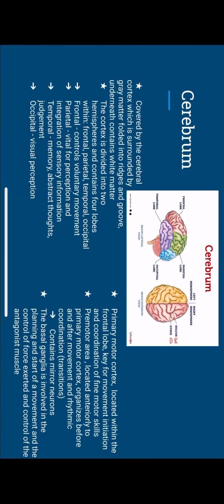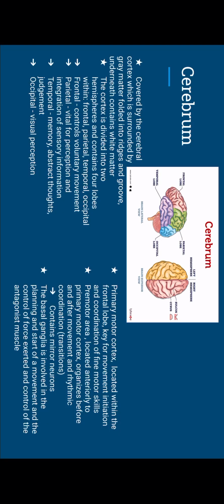So the first part of the brain that we're going to be looking at is the cerebrum, and the cerebrum is covered by the cerebral cortex, which is divided into left and right hemispheres. And within these hemispheres, we have the frontal lobe, the temporal lobe, the parietal lobe, and the occipital lobe.